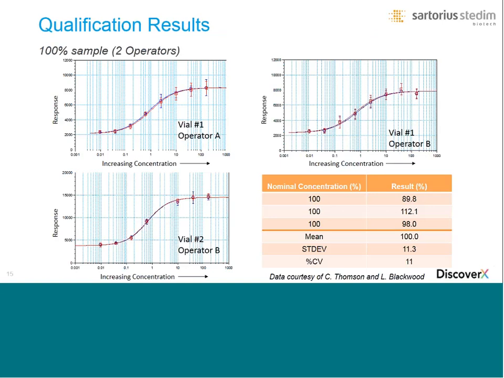So this is an example of the qualification results looking at the 100% sample between 2 operators. So the first 2 graphs, the top 2 graphs, are showing data from 2 different operators using the same vial of cells, and you see that there is excellent concordance between the 2. And the bottom graph is showing a second vial tested by operator B, or the second operator. And what you can see is that there is excellent precision, only 11% CV between the measurements of 100%, demonstrating that the assay has adequate precision for lot release application.